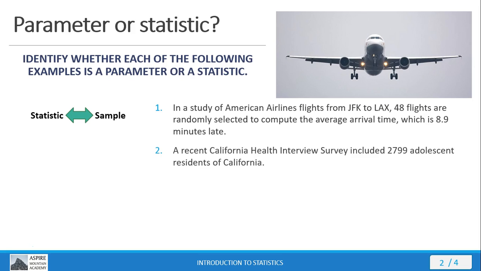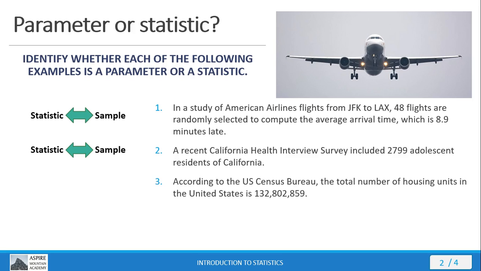Here's the next example. A recent California health interview survey included 2,799 adolescent residents of California. Well, again, we have a statistic. There's a lot more than 2,799 people living in California, although if the exodus of people outside that state continues long enough, you might see less than that there. But for now, there's lots more than 2,799, so we have a sample, which means this figure is a statistic.